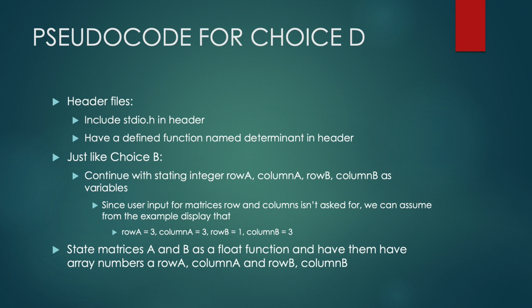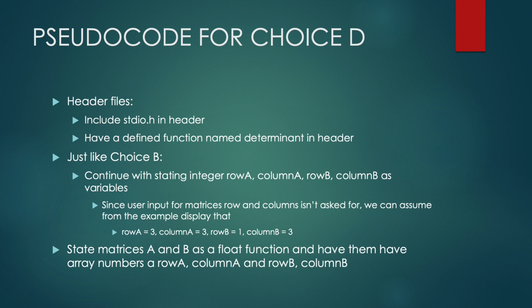The header files for this coding will start off with stdio.h, but we will also include a defined function that we will call determinant in the header. We will continue by starting off with the same four variables as we did for choice B, which is row A, column A, row B, and column B, and they'll all be integer variables. Since we weren't given the instruction of asking for the number of rows and columns, we will go based off of the example given to us in an assignment, where row A is equal to 3 and column A is equal to 3, while row B is equal to 1 and column B is equal to 3.